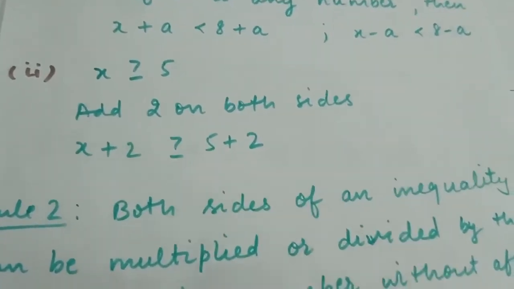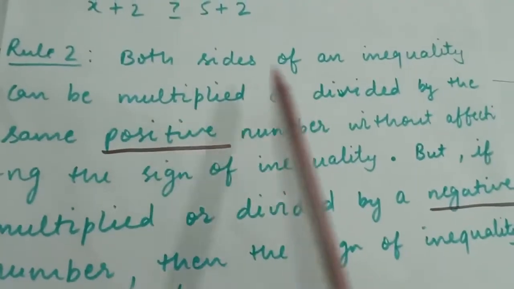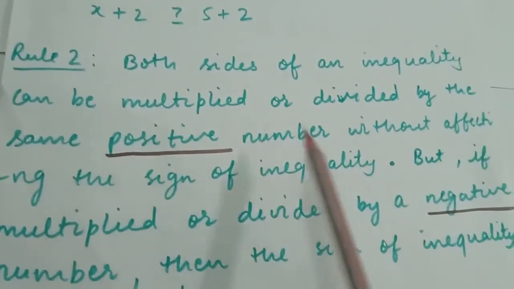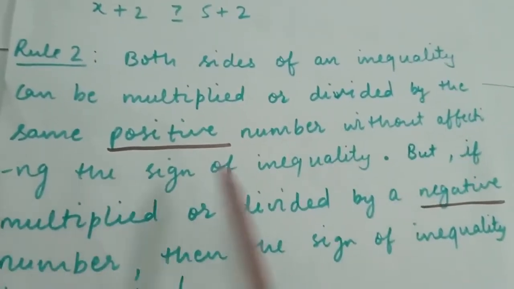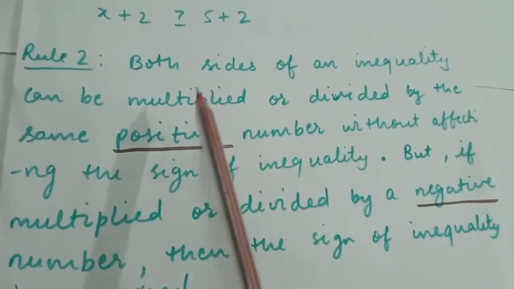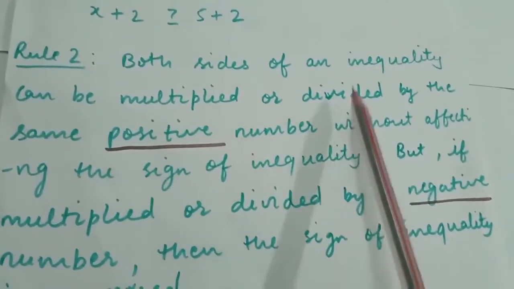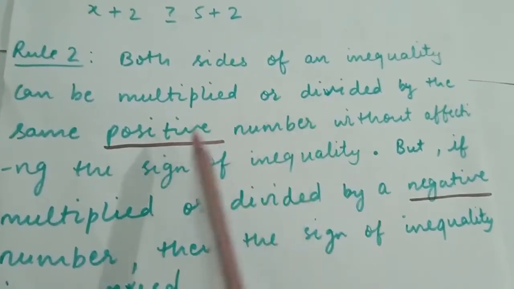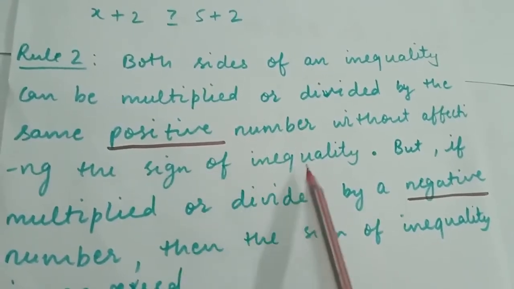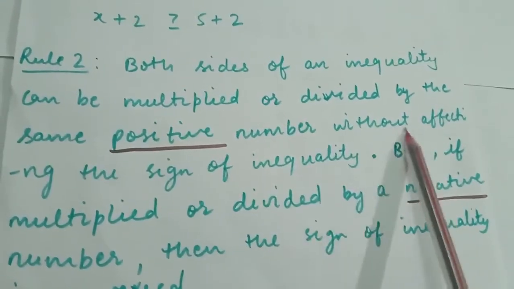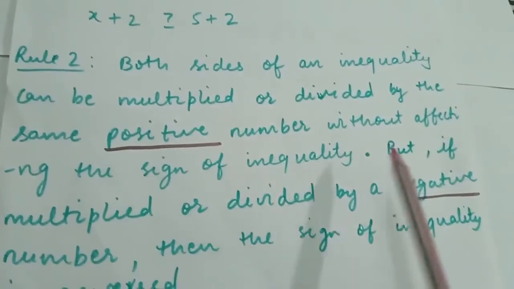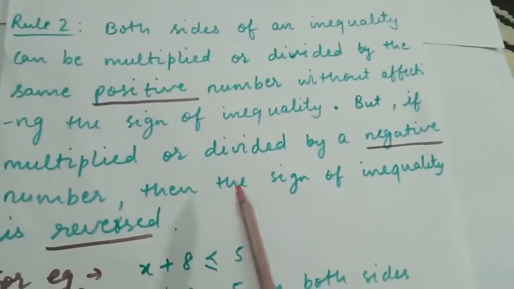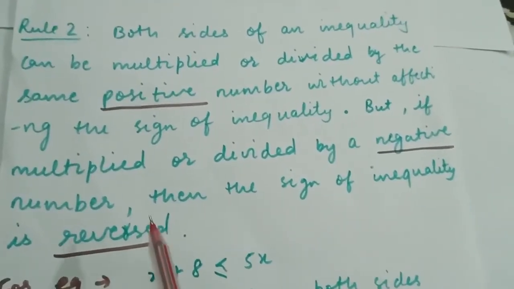Clear? Now rule 2. Both sides of an inequality can be multiplied or divided by the same positive number without affecting the sign of inequality. Right? We can multiply or divide both sides of the inequality, and if we multiply or divide by any positive number, then the sign of the inequality does not change. But if multiplied or divided by a negative number, then the sign of inequality is reversed.